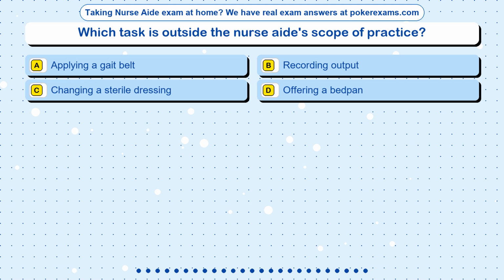Question 13. Which task is outside the nurse aide's scope of practice? Option A, applying a gait belt. Option B, recording output. Option C, changing a sterile dressing. Option D, offering a bedpan.